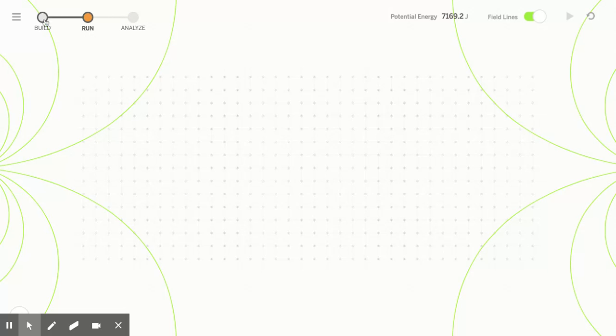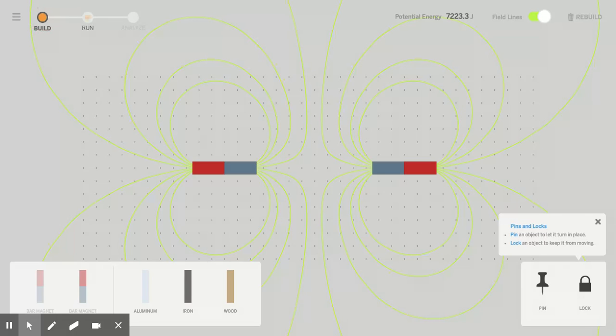Okay. So I hope that this simulation was helpful for you. I hope you got all your data and your observations down. And now let's think about what we just observed and what it means.